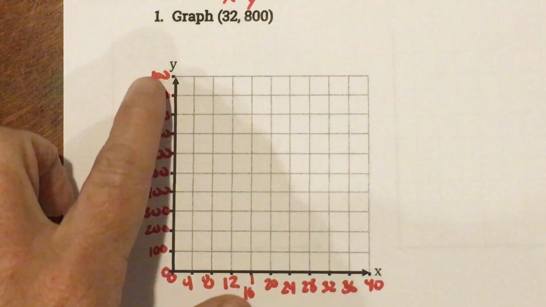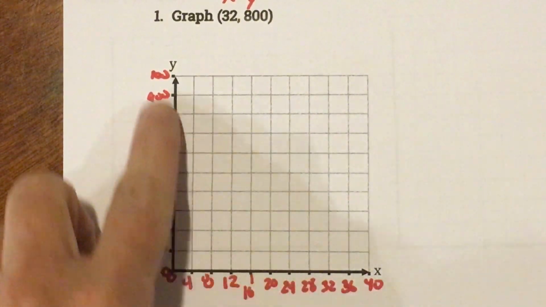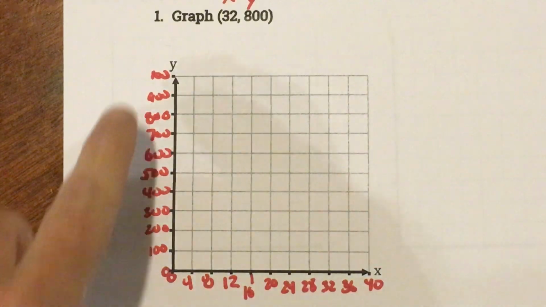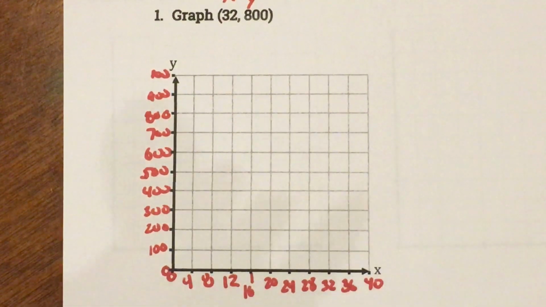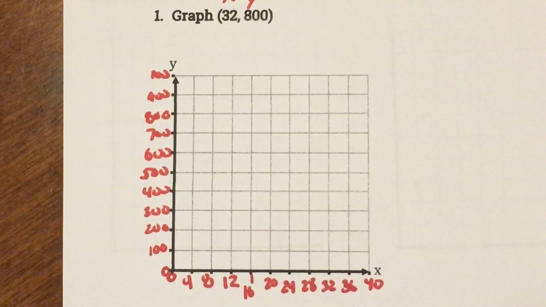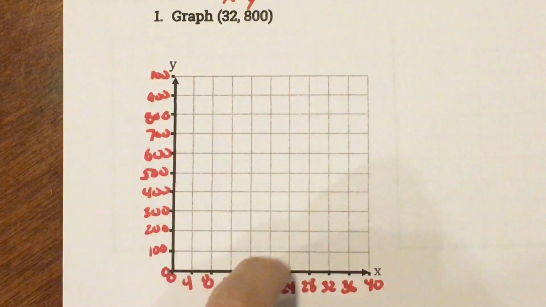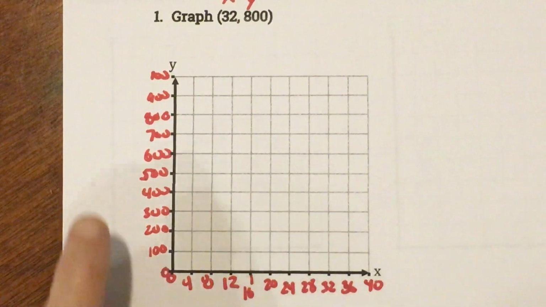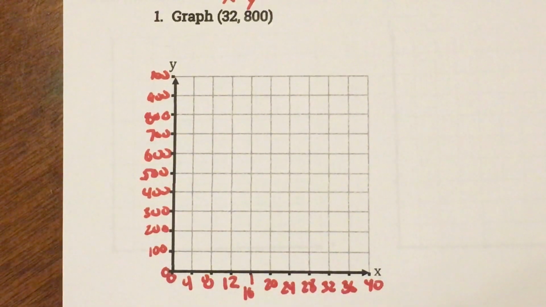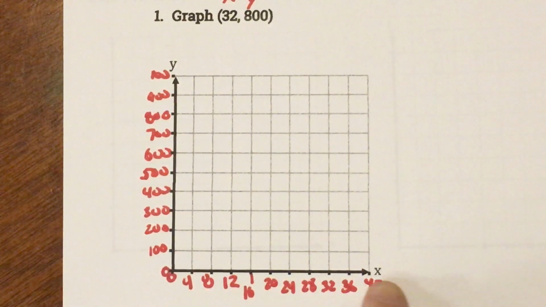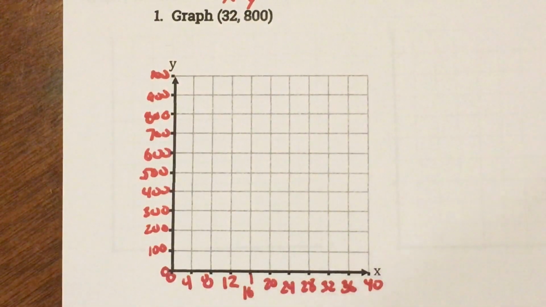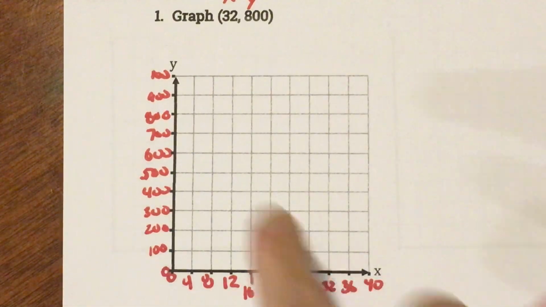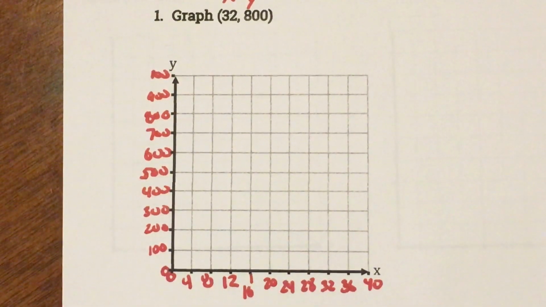Okay, this is a scaled coordinate plane. So I had to scale it. I had to use a different value than 1 because I would not have been able to fit my ordered pair if I used 1. So this is what that definition of scaled means. We changed the value of the X and the Y so we could put this large ordered pair. Okay, so now that I've scaled it, I just need to plot it.